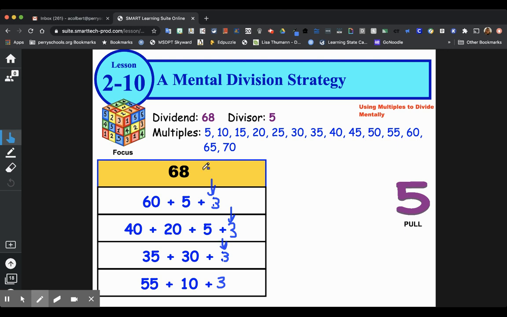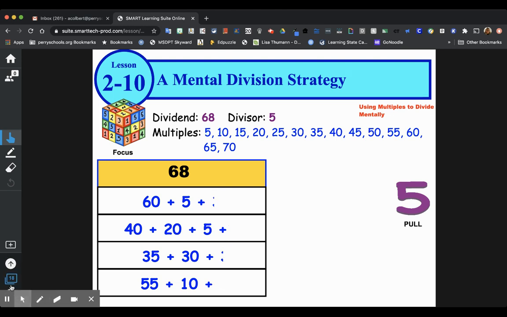So our answer is going to be, we see that we can get all the way up to 65. We have 1, 2, 3, 4, 5, 6, 7, 8, 9, 10, 11, 12, 13. Our answer to 68 divided by 5 is going to be 13 with a remainder of what? Yep, you guessed it, 3. And that's how we use those multiples to get as close as we can and then see what we have left over every time.